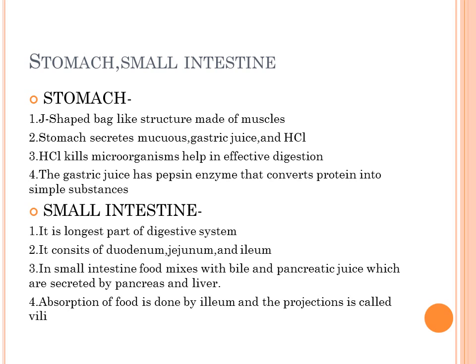The small intestine is the longest part of the digestive system. It consists of the duodenum, jejunum, and ileum. In the small intestine, food mixes with bile and pancreatic juice, which are secreted by the liver and pancreas. Absorption of food is done by the ileum, and its projections are called villi.